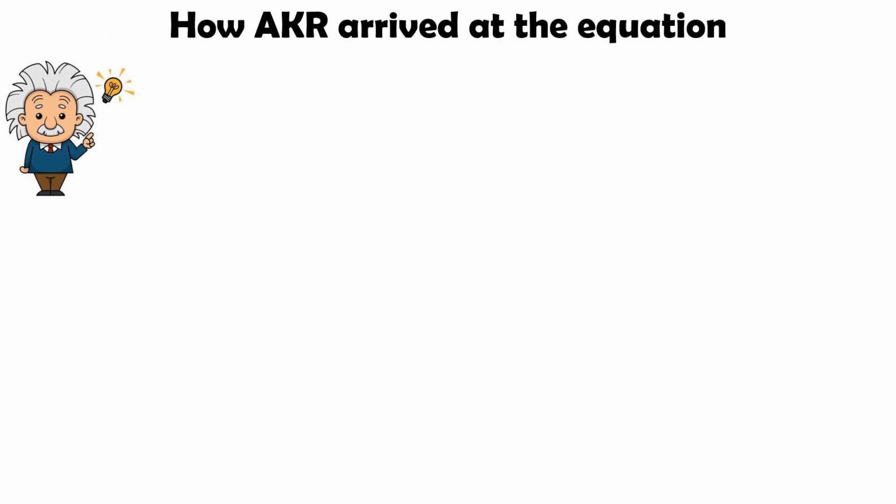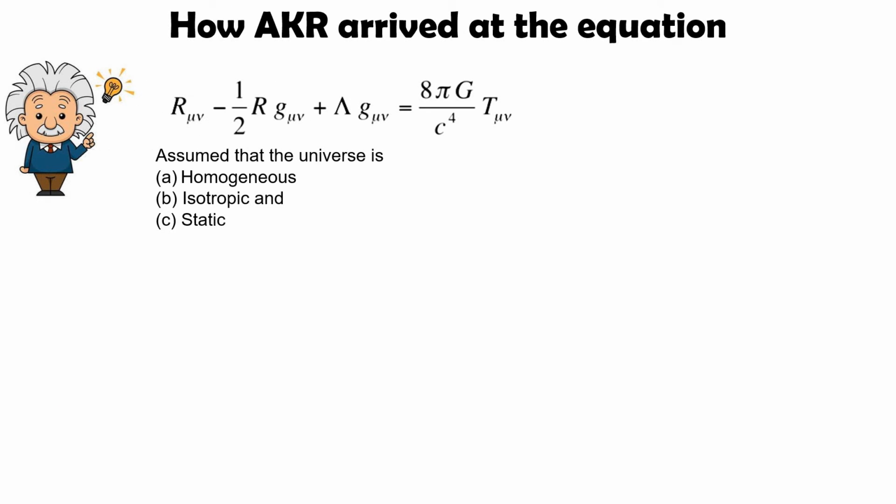Now, after the foundation of Einstein's general theory of relativity, which has this very equation, and I've made several videos explaining the Einstein field equation, he assumed three things. First, that the universe is homogeneous, that the universe is isotropic, and that the universe is static. However, that static condition was introduced by this lambda sign, and that was later removed by Einstein. But anyway, this was basically his assumption.